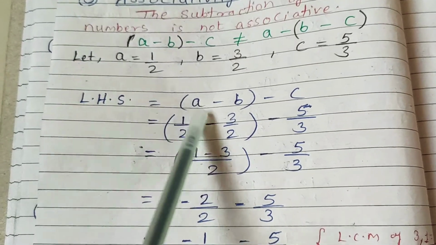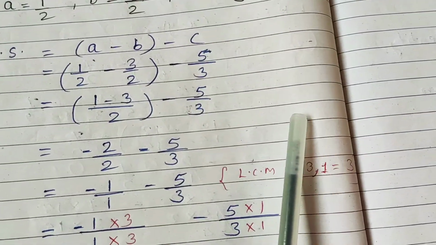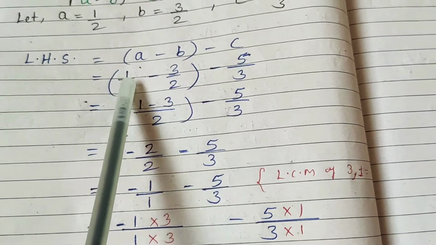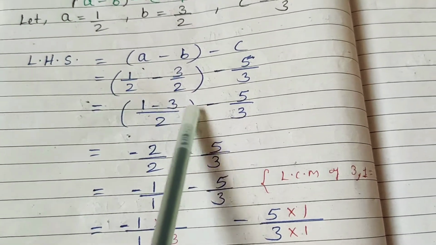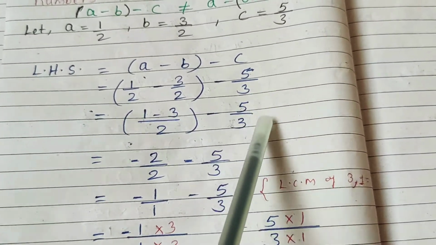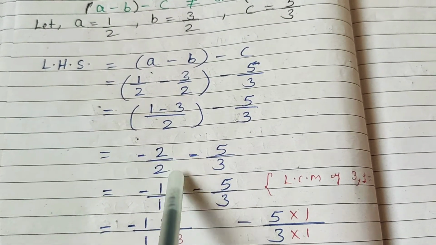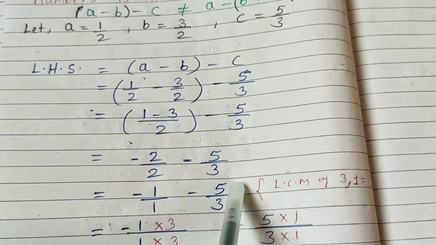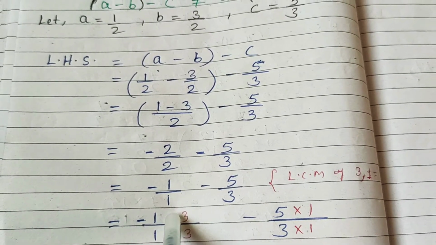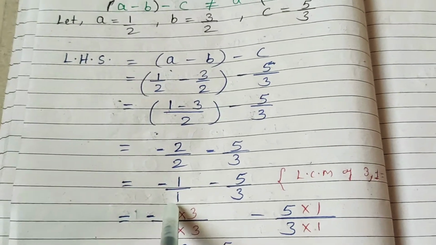Substitute the values of A, B and C. Now see. First we are going to subtract the first two numbers. So 1 by 2 minus 3 by 2. Since the denominators are the same, directly we can go for subtraction. 1 minus 3, and the last number remains the same. 1 minus 3 is minus 2. Plus minus is minus, sign of the greater number. And minus 5 by 3. The standard form of minus 2 by 2 is minus 1 by 1. Again the LCM of 3 and 1 is what? 3. So 1 can be converted into 3.